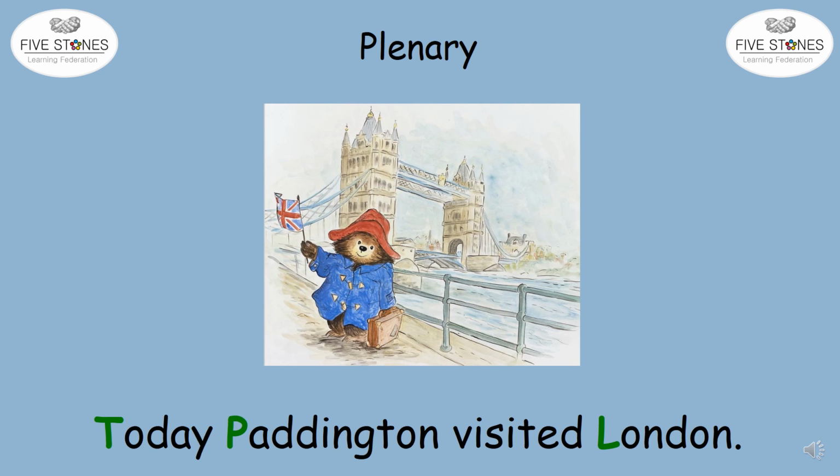Finally, look at my sentence. Today, Paddington visited London. Can you explain why I have used each of those capital letters? Let's see. I've used the capital T in Today because it's the start of a sentence. The capital P for Paddington because it is the name of the bear. And finally, a capital L for London because it is the name of a place.